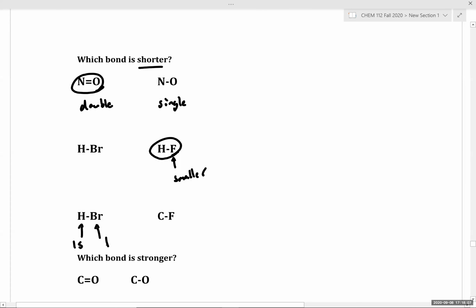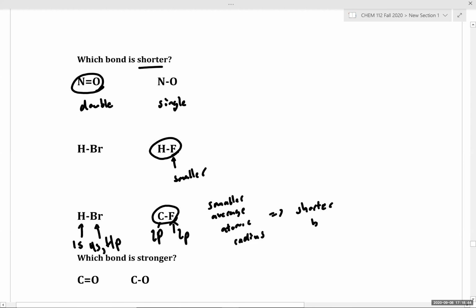Bromine's outermost orbitals are 4s and 4p. In the carbon-fluorine bond, we have a 2p orbital as our outermost orbital for carbon, and for fluorine, we also have a 2p orbital as our outermost orbital. So in terms of average bond length, the carbon-fluorine bond has a smaller average atomic radius, and that in turn leads to a shorter bond.